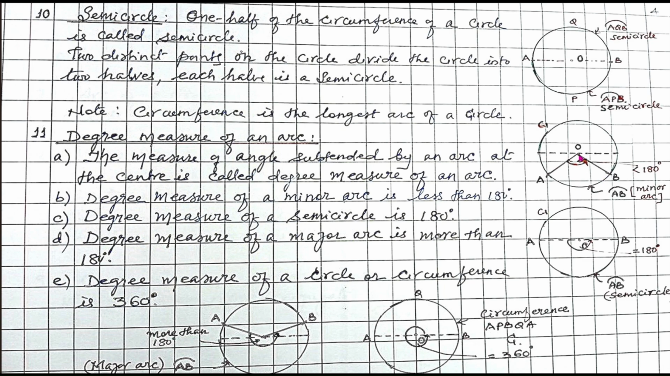It subtends an angle at the center of the circle, and that is the degree measure of the minor arc, and it is less than 180 degrees. So also the major arc AB subtends an angle at the center, and it is more than 180, and remember that it is a reflex angle, more than 180 degrees. And so also the degree measure of a semicircle. Please understand here, points A and B divide the circle into two equal arcs, which are called semicircles, and the angle subtended by a semicircle at the center is 180 degrees, and the angle subtended by the complete circle at the center is 360 degrees.